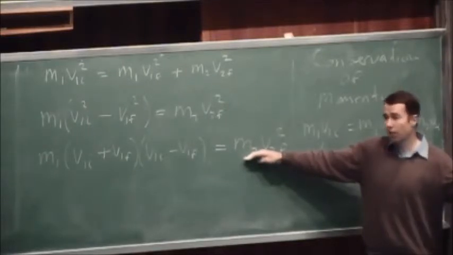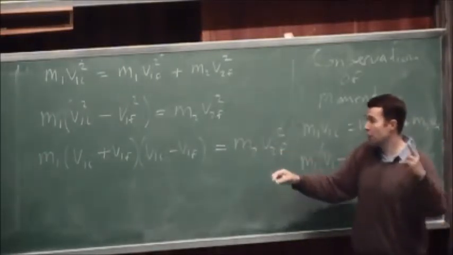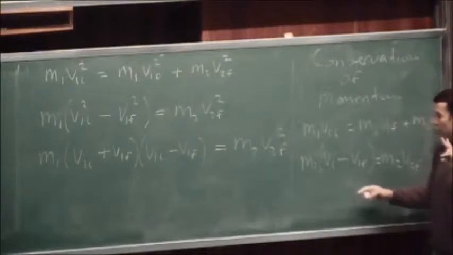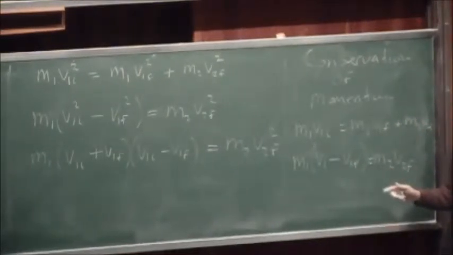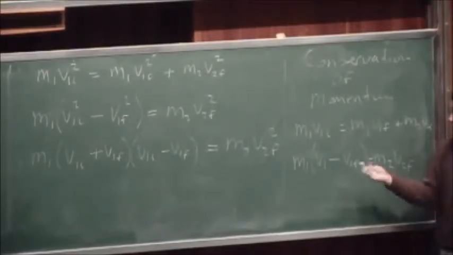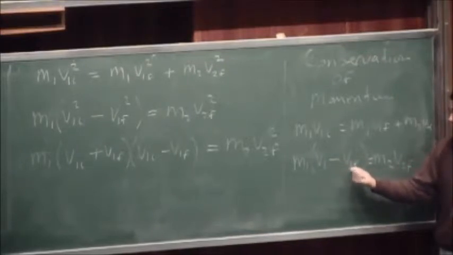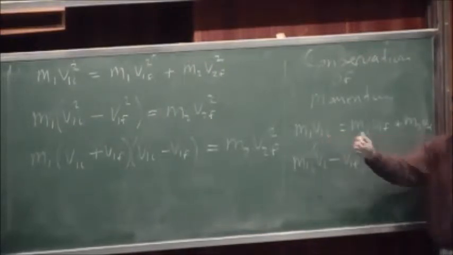I have two equations here, and I have two unknowns, right? I have a V1 final and a V2 final. How would I solve this? Yes. Okay, so I could solve for one of these and then stick it into the other.